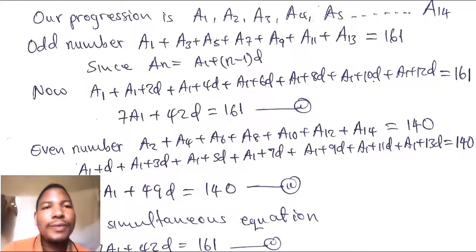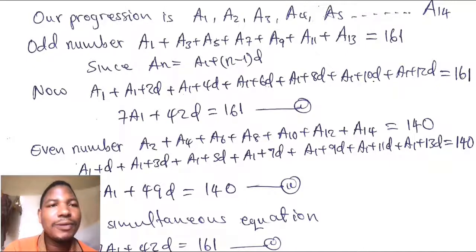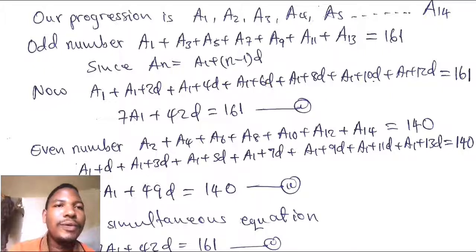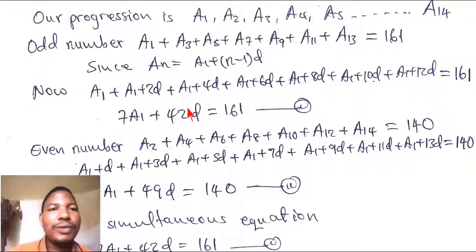Then from there, you're supposed to sum up. When you add all of these, it will be equal to 7 times the first term plus 42d. This is because when you sum up the first terms, it will be 7 times the first term, and for the d parts: 2d plus 4d is 6, plus 6 it will be 12, plus 8 it is 20, plus 10 it is 30, plus 12 it is 42. That way it is 42d. Then this is equal to 161. So this will be your first equation.